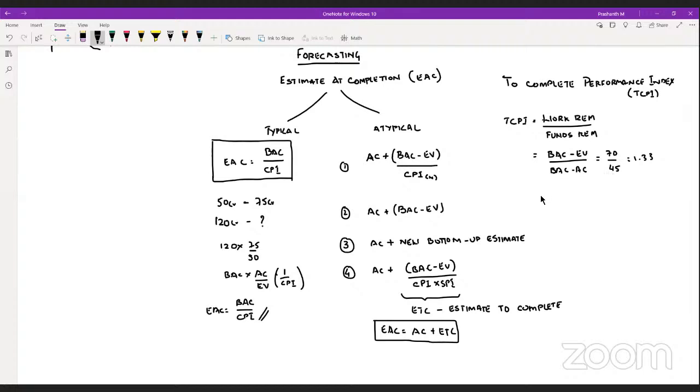Correct? So in that case, your TCPI will be calculated against this new denominator. Funds remaining will be taken as EAC, whatever is approved, minus your AC. Is it okay? So this is a scenario when we are considering the 6 months point of time and renegotiating with the customer for additional funds.